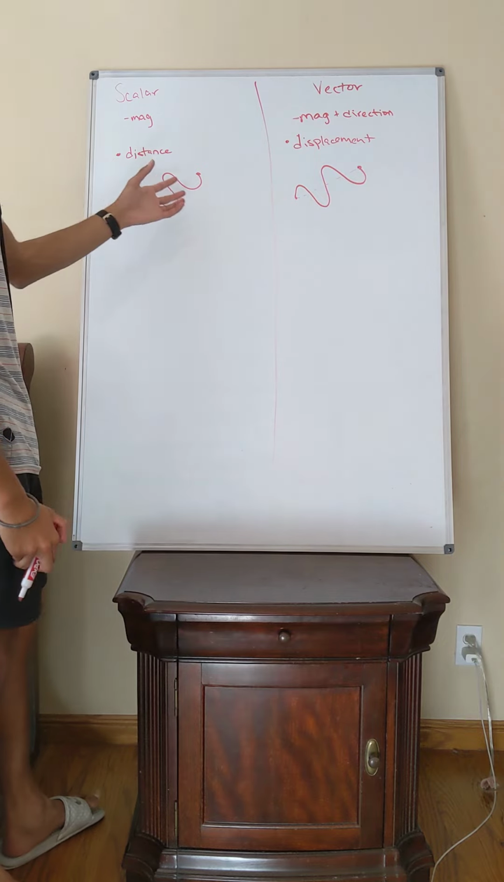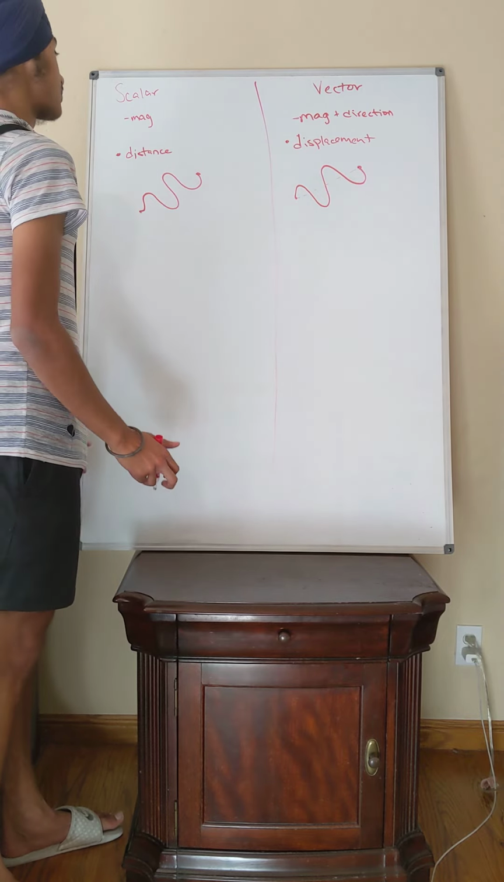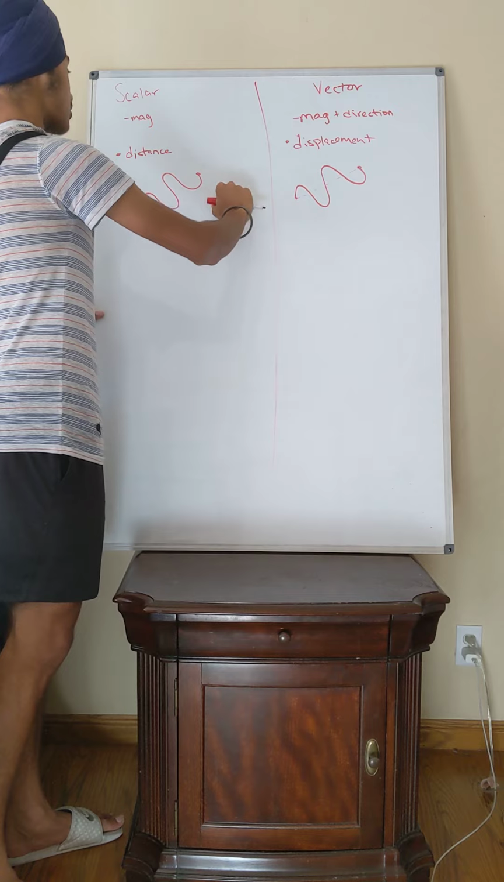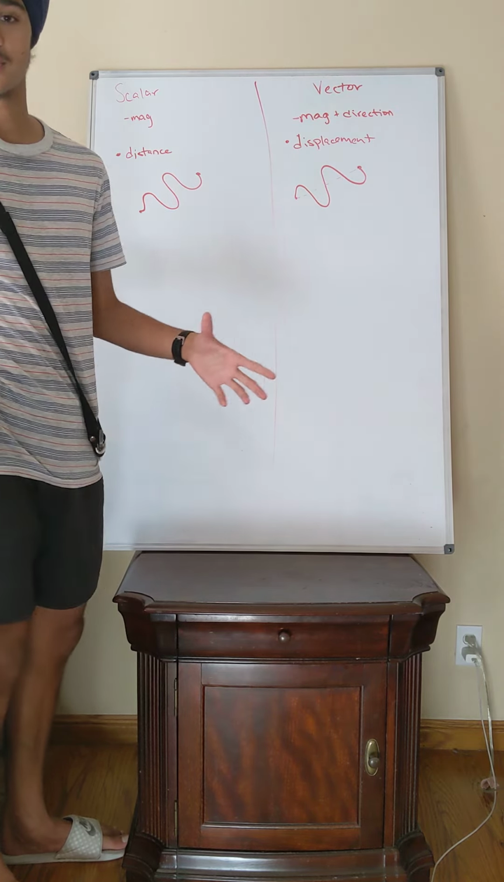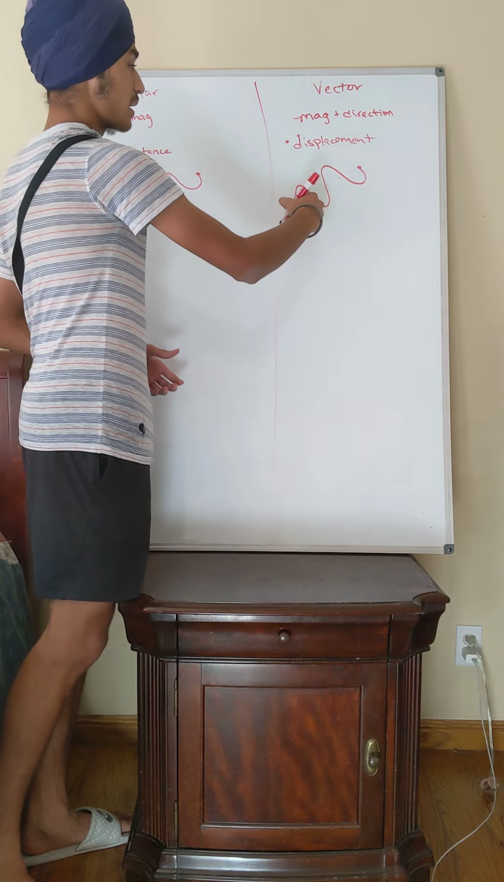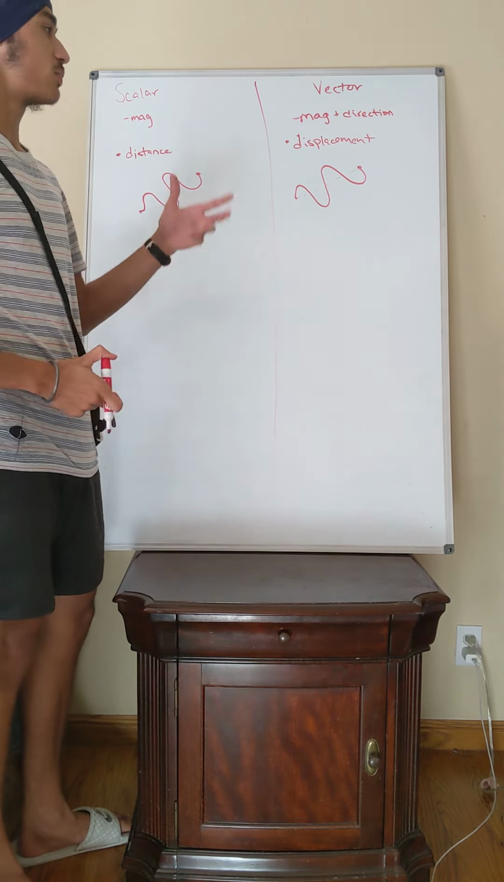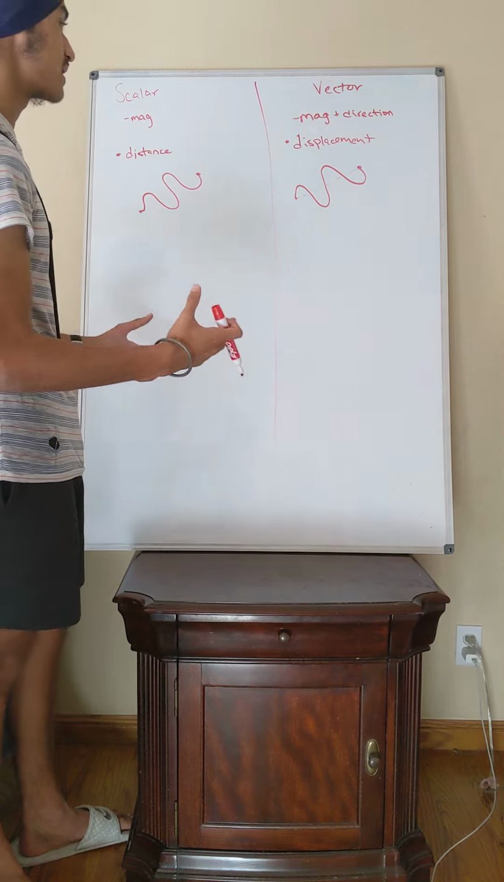So the main thing to know here is distance is only going to have magnitude. Magnitude is only how far apart these two points are, whereas displacement is going to have magnitude and direction. So for displacement, you have to say, for example, if this distance is 2 miles, you have to say it went 2 miles to northwest or northeast.